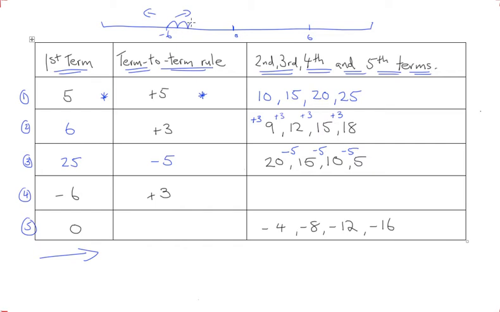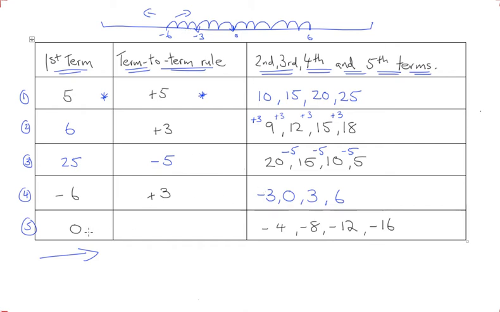So it would be 1, 2, 3. So that would be minus 3. So minus 6 plus 3 is minus 3. And then I'm adding 3 again, so it would be 1, 2, 3. So the next term would be 0. And then I'm adding 3 again, so 0 plus 3 is 3. And then I'm adding 3 again, so the next term would be 6. The tricky bit is we start at minus 6 and then we're moving along the number line.